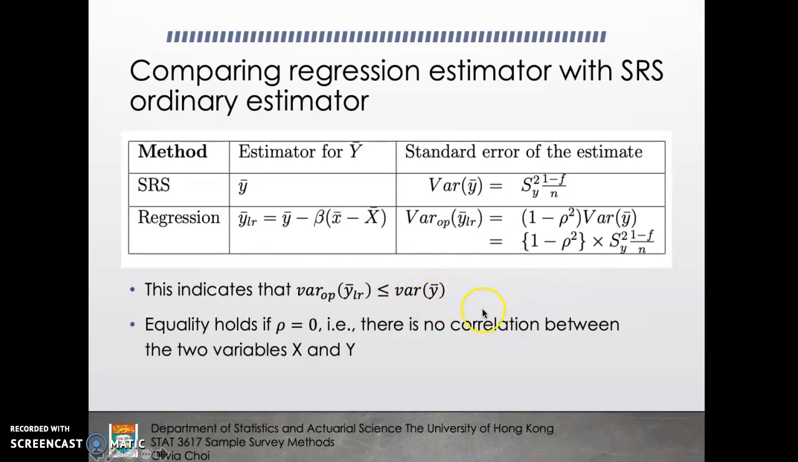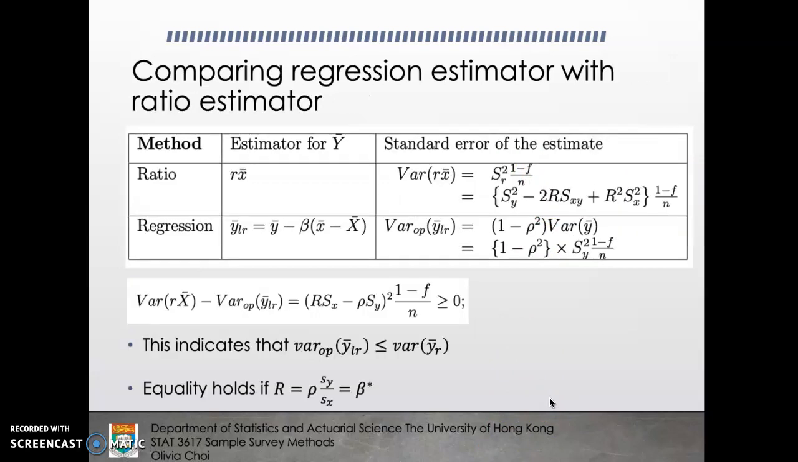So the question is we need to find variables x and y that have some linear relationship, so that the correlation does not equal 0. However, even if they don't have any relationship, when rho equals 0 and there's no correlation between them, then the factor is just 1. So the variance of the least square mean is still as good as the ordinary estimator. So the regression estimator is a very good estimator.